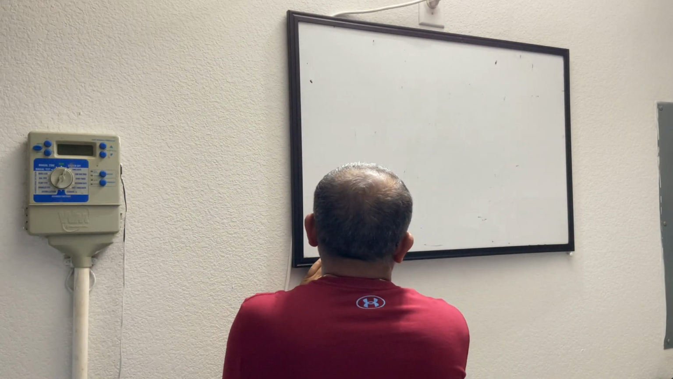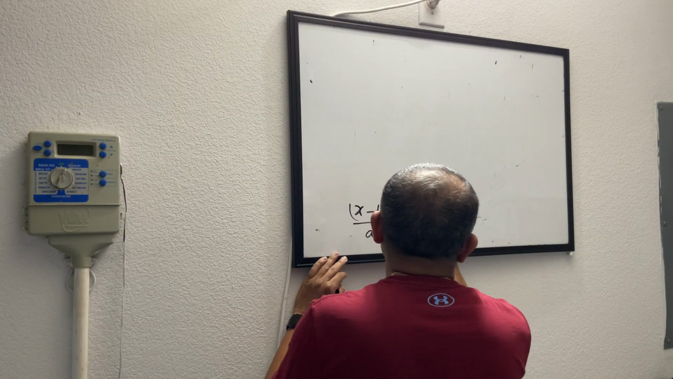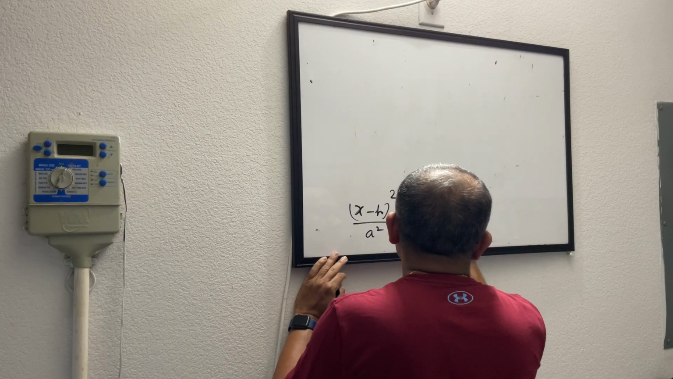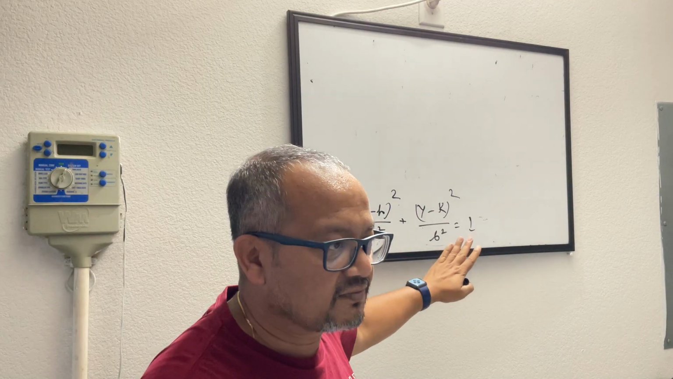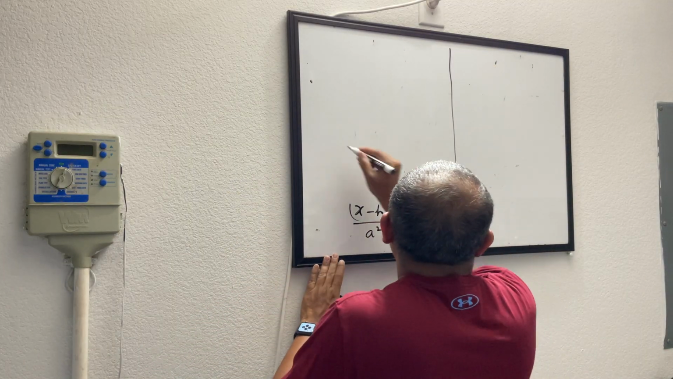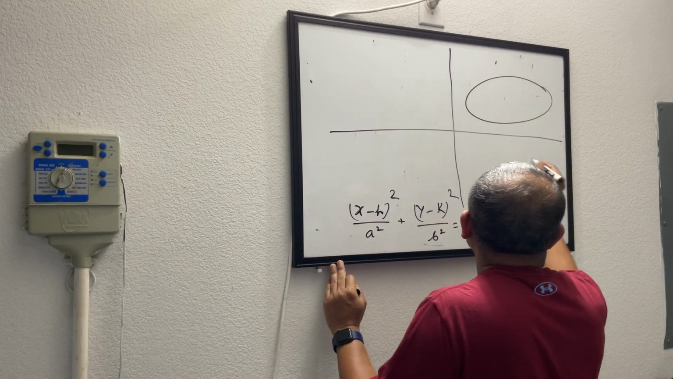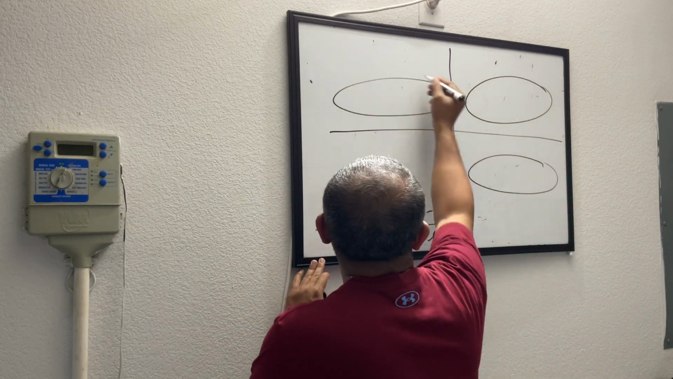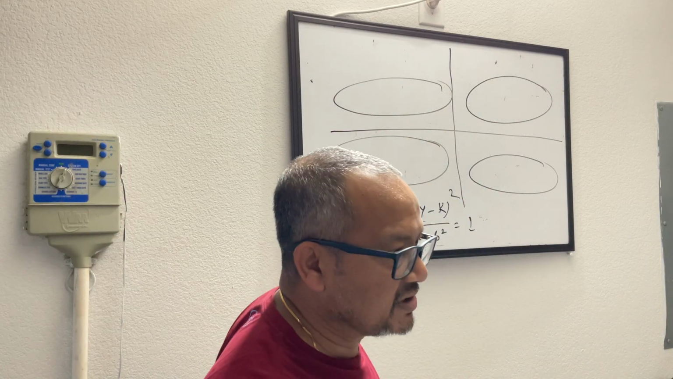Let's think of a situation, okay? I'm writing this here, (x minus h) square by a square plus (y minus k) square by b square equal to 1. And I'm claiming that this is the standard form of the equation for an ellipse. Are you okay? Now look at this ellipse, this ellipse, this ellipse, and this ellipse. All four are copy paste, okay? I've just copied and pasted.